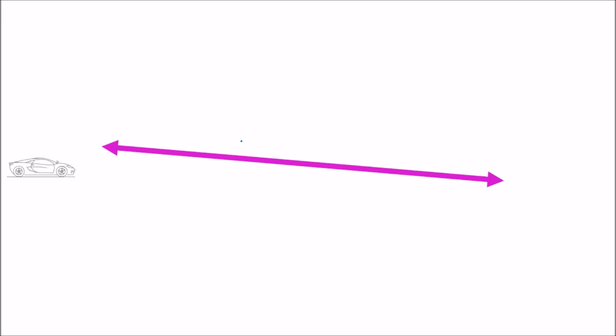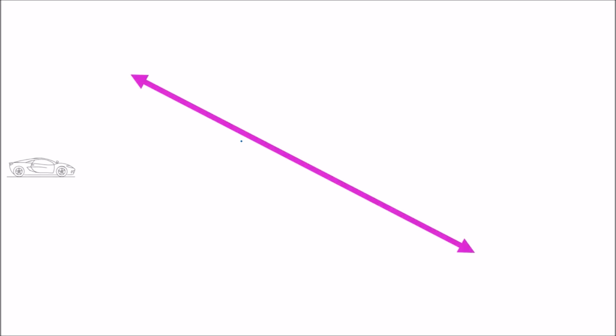If that car was driving along this line, it would be going down. This is also negative, positive, negative. So hopefully you now have a better understanding of what a y-intercept is and what a gradient is. And these are powerful tools for being able to draw your linear graphs. As always, thanks for watching.